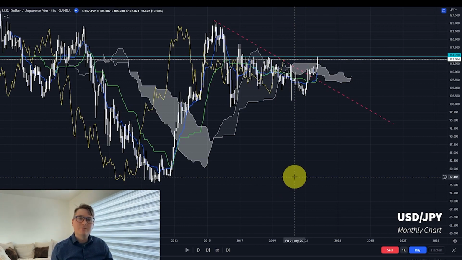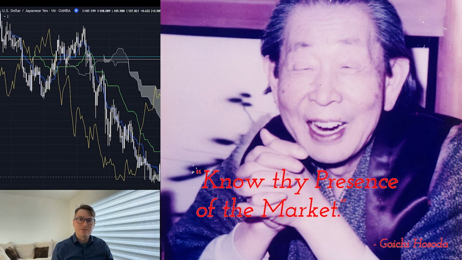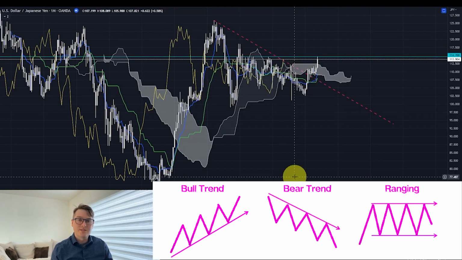And as you remember from our Introduction to Ichimoku series, Goichi Hosoda once told us, know thy presence of the market. And so in order to know thy presence of the market, we need to understand that the market can only be in three conditions. The first condition is a bull trending market. The second condition is a bear trending market. And the third condition is a ranging market.